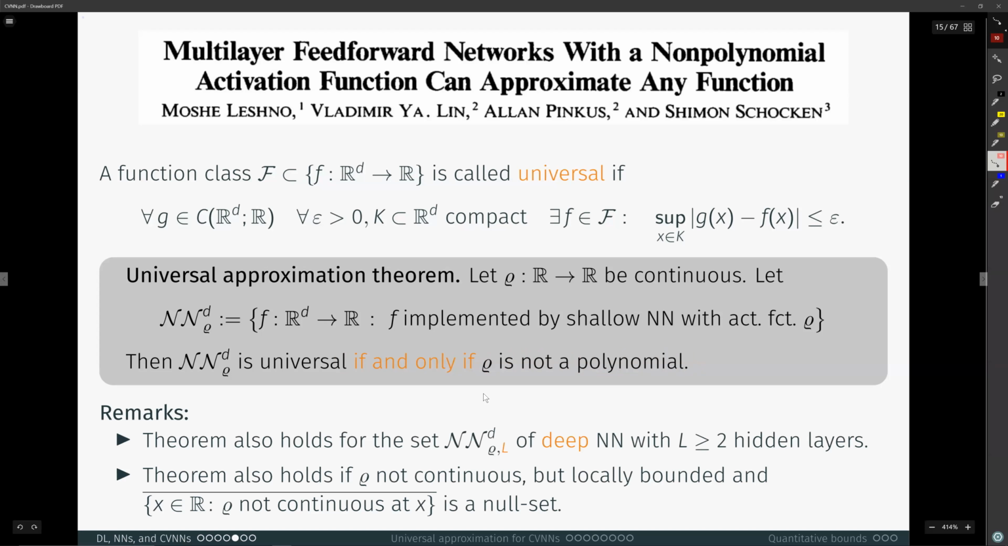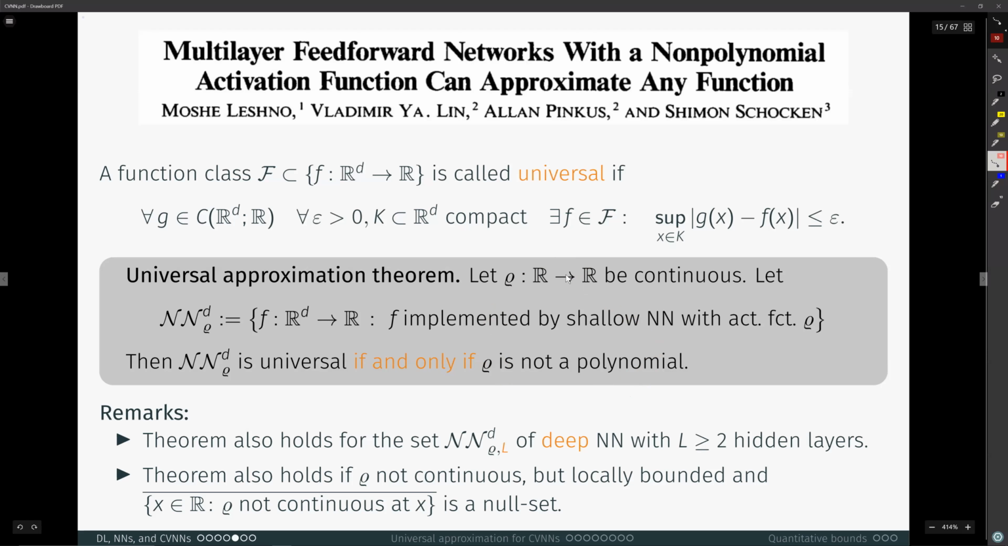Okay, and just two remarks. This, as I stated it now, is just for shallow networks. The exact same result also holds for networks where you have an arbitrary number of layers, but fixed. So you fix the depth once and for all, could be 10,000. Then the exact same theorem statement is still true.